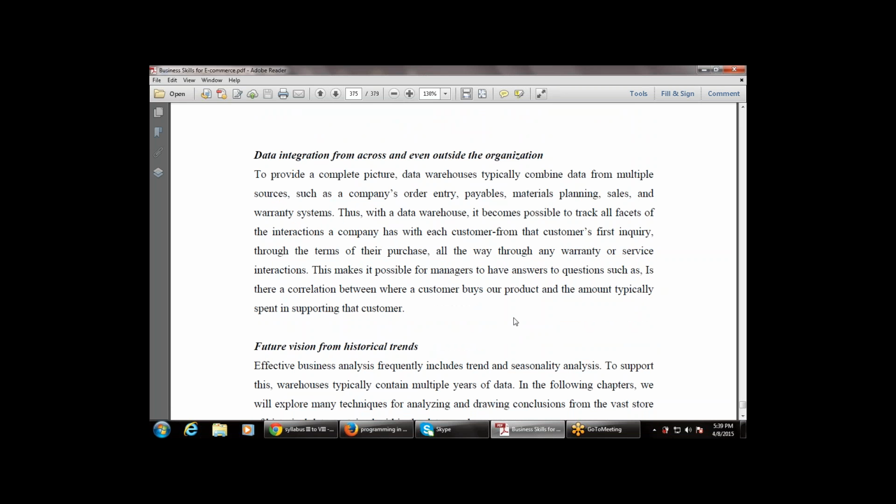Whenever there is a usage of the data warehouse, whenever a new concept like a warehouse is introduced, data can be integrated. Data can be fetched, supplied, or transported from across and even outside the organization. So any external party can use the data from the data warehouse, and also store data in the data warehouse.